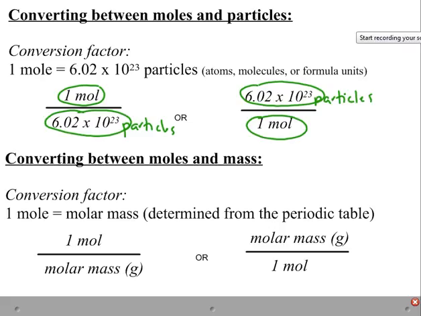Sometimes you're going to have to convert between moles and mass, and the conversion factor that you're going to have to use here is 1 mole is equal to the molar mass, which you'll have to get from the periodic table, and it is dependent on the substance in the question. So you'll set up a fraction, and the fraction can be either direction. It can be 1 mole over the molar mass or molar mass over 1 mole, depending on which problem you need to do, or whichever problem is given to you.